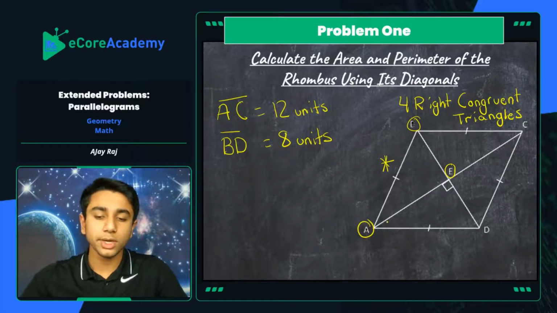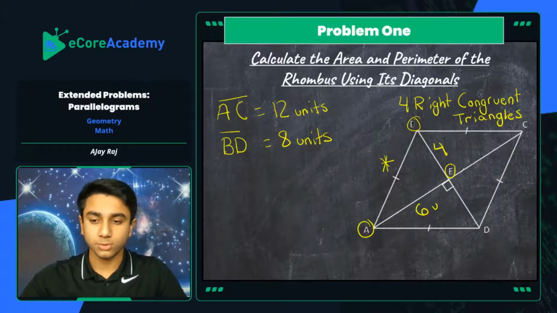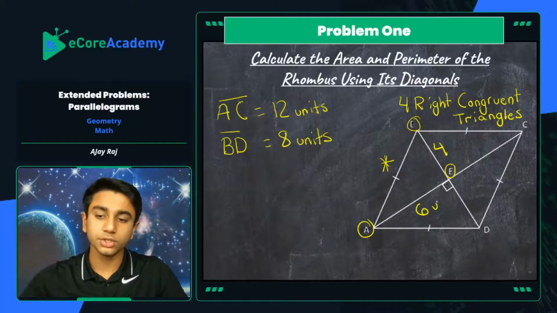That means what can we do here? We know that diagonals bisect each other. So all we need is this base here, AE, and our height, BE. So what we're going to do is divide each of our diagonals by 2. And we're going to get that our base here is going to be 6 units, and then our height here, BE, is going to be 4 units, because we're just dividing it by 2, because we know that diagonals bisect each other. So this triangle right here is developed. So 6 units by 4 units.